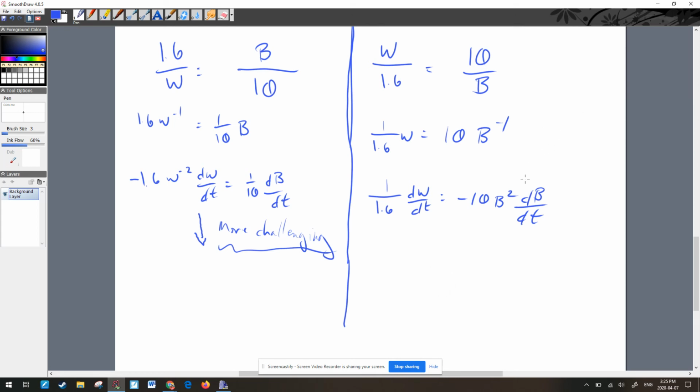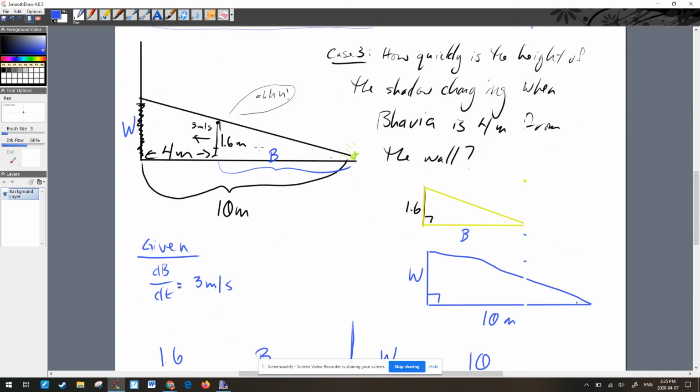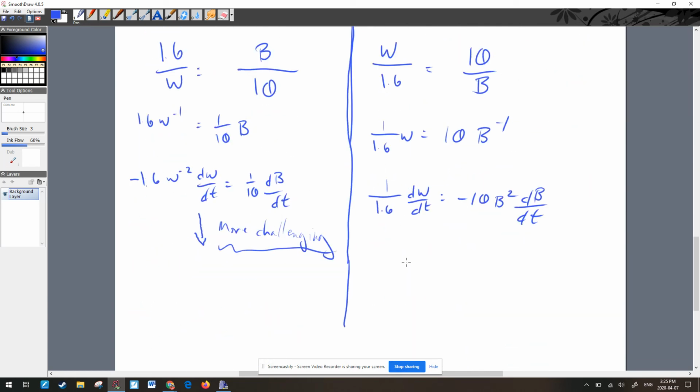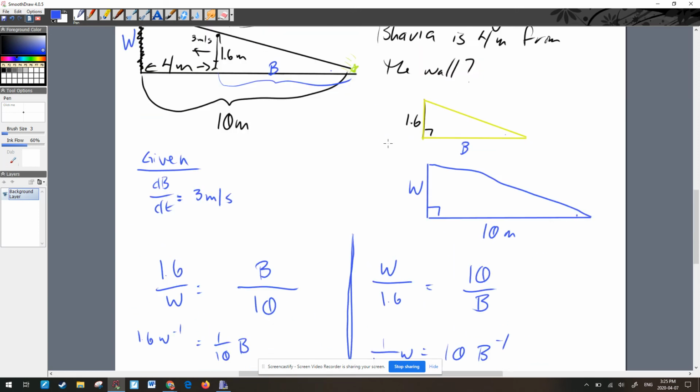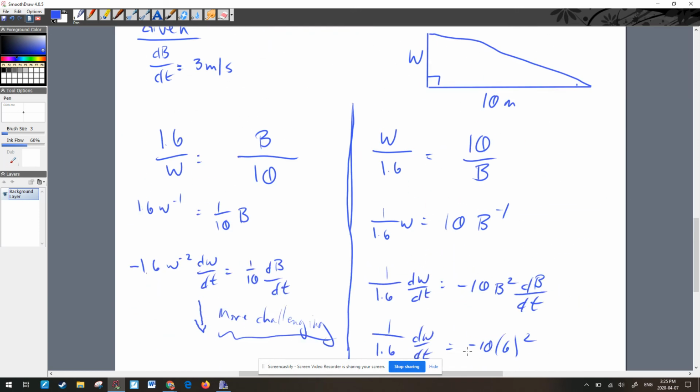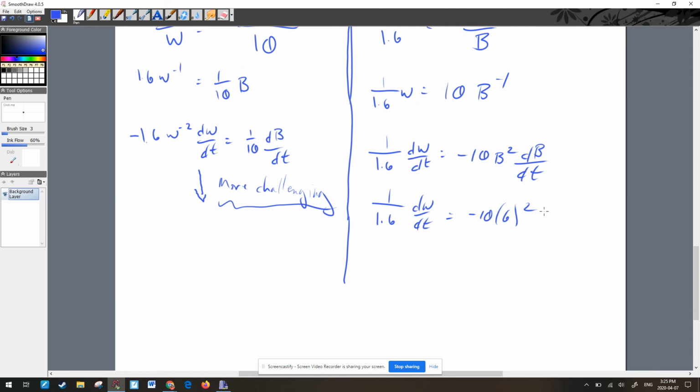The B value, using a little bit of deductive reasoning, the snapshot here, is going to be 6. So we're going to have 1 over 1.6 dW by dt is equal to negative 10 times 6 squared. And dB by dt, that's Bavier's speed. We know that was a given. That was 3 meters per second. So I'm going to come back here and say times 3. And so dW by dt, I'm going to multiply both sides by 1.6.